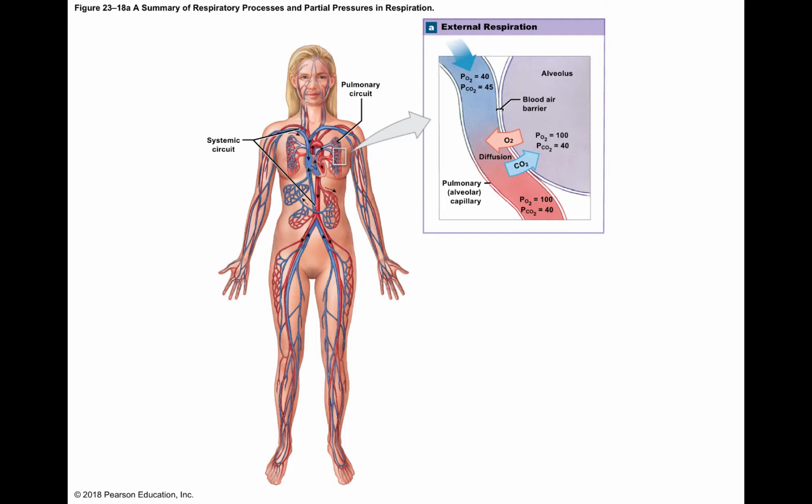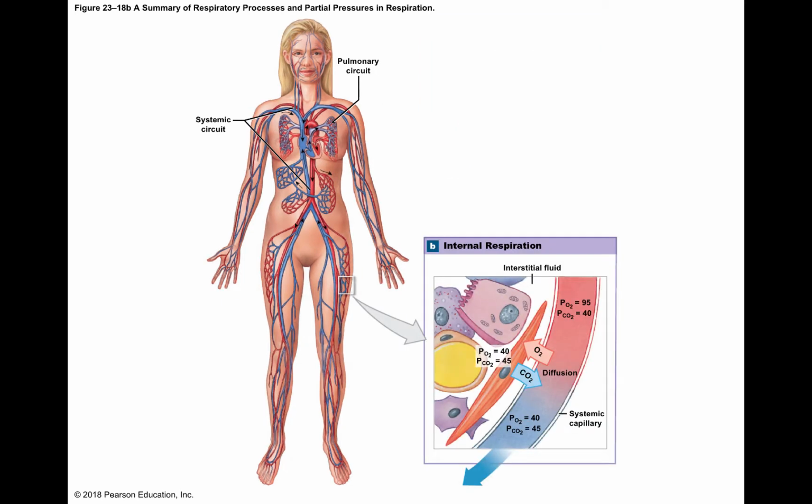So the oxygen will go out through those coronary vessels, and by the time the blood gets to the tissues, here are our systemic arteries coming down. Now we're at the tissues. The PO2 dropped just a little bit to 95. So instead of having a PO2 of 100, we now have a PO2 of 95. It's still pretty good.